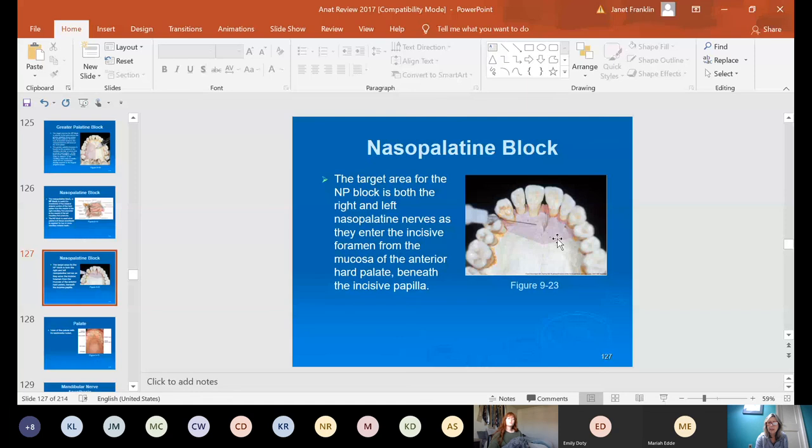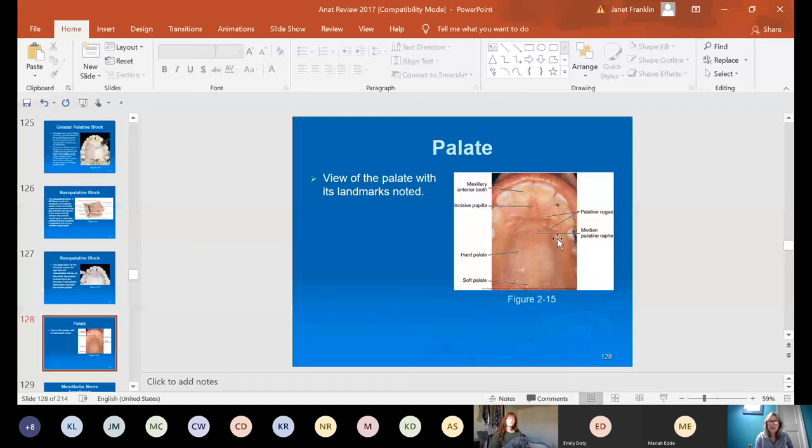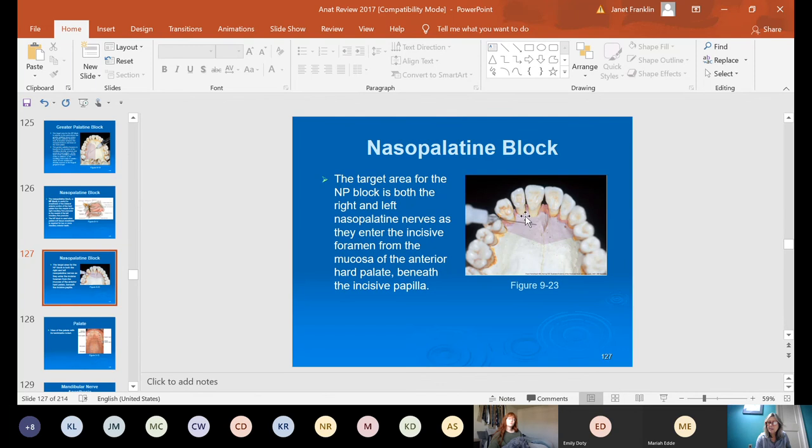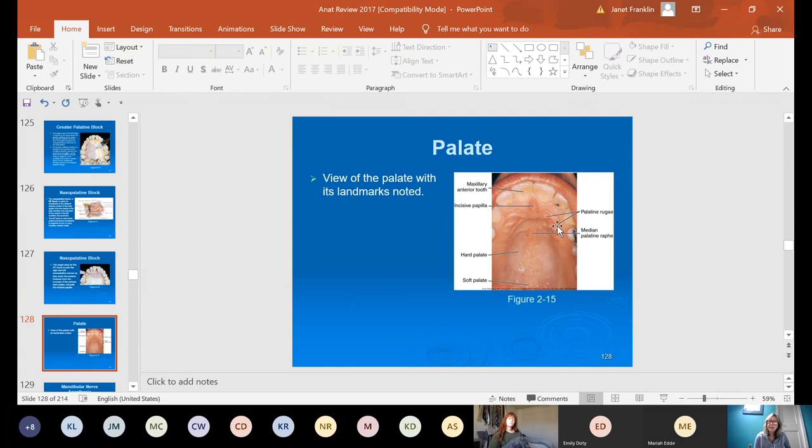As far as landmarks, we talked about this a little bit yesterday. So if you look at the bone, you've got your incisive foramen. That's where your nasopalatine nerve is going to come out and it's going to innervate from canine to canine on the palatal surface. So this darker area right here. But if you look inside a person's mouth, you don't see that. What you see is your incisive papilla. So that's going to be your landmark when you're looking in a patient's mouth, is your incisive papilla.